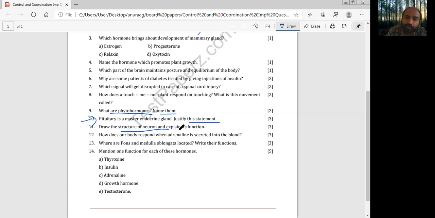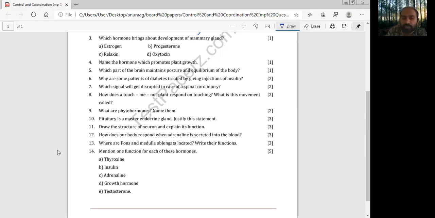Draw the structure of a neuron and explain its function. I think in the third video itself I've discussed the structure of a neuron. Always remember, a neuron should have basically dendrite, dendron, axon, your cell body, your myelin sheath, and the nerve end, synapse, etc. Okay, so don't miss these parts. Biology diagrams are very important.